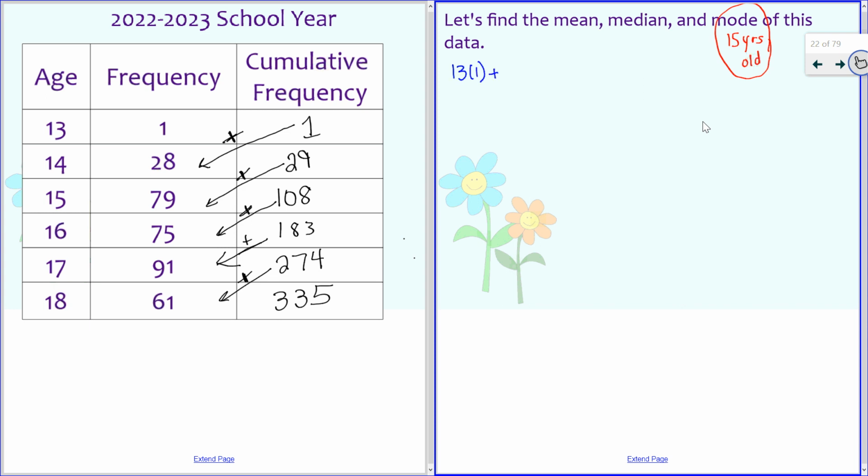plus we're going to have 14 years old, and we want to count all the 14 years old. So that's going to be times 28, our frequency. So that's how many 14 years old there are. So I'm just kind of looking at my chart here. It's 14 times 28. So we count all those 28 14-year-olds.